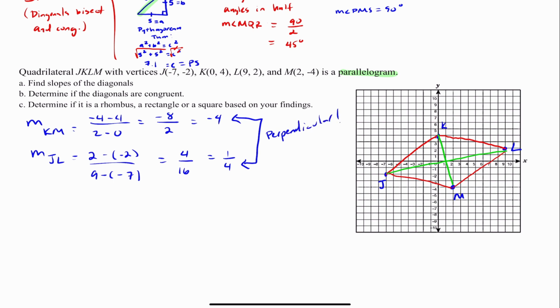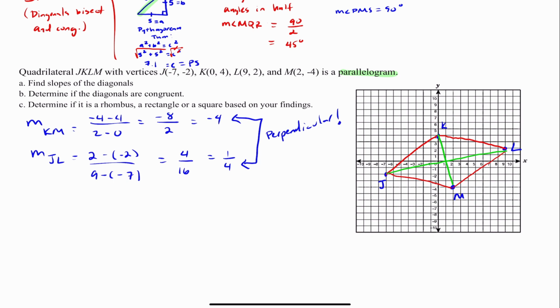And do remember how perpendicular works: opposite sign, flip the fraction. If I look at negative 4, the opposite sign of negative is positive. And how do you flip the 4? You make the 4 come to the bottom, and there's going to be a 1 up top, which is 1 over 4. It's perpendicular, okay?